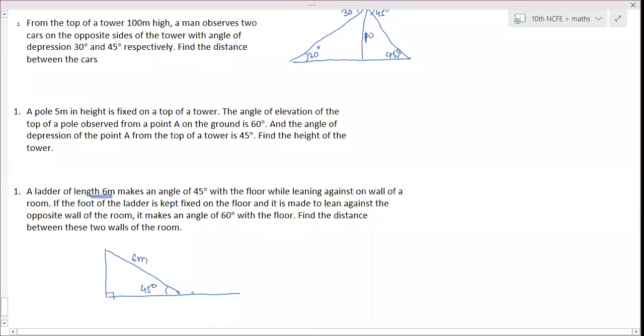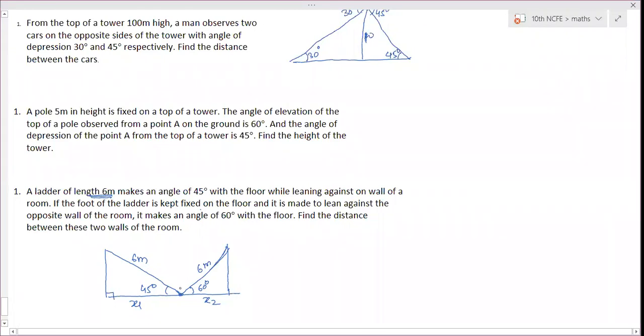Now keeping the foot of the ladder fixed on the floor, this place is fixed, and then it is made to lean against the opposite wall. So the opposite wall is here. If it is made to lean over it, this angle of elevation will now be 60 degrees, but the length remains the same, 6 meter only. Find the distance between the two walls. So consider this as x1 and this as x2.